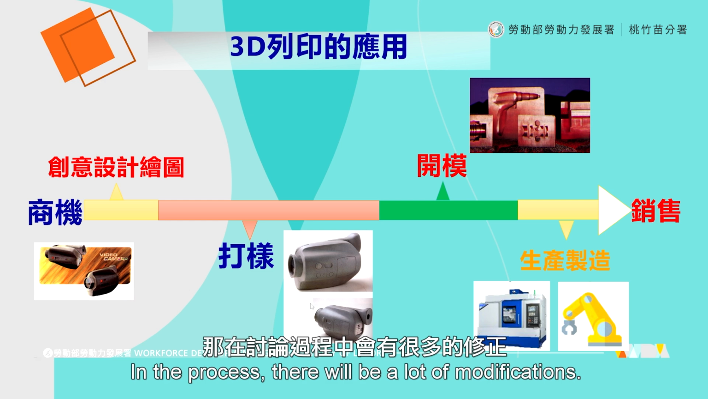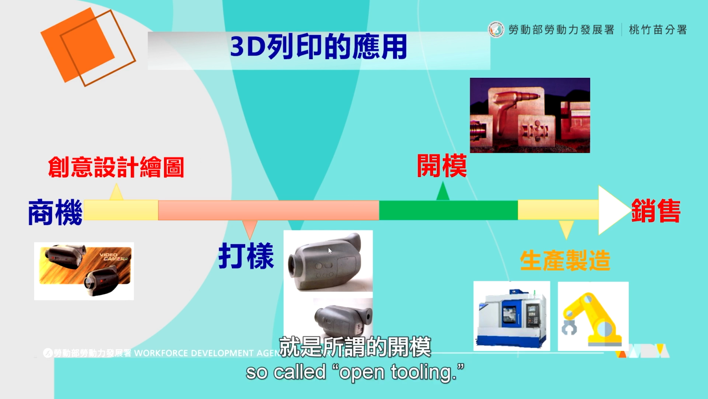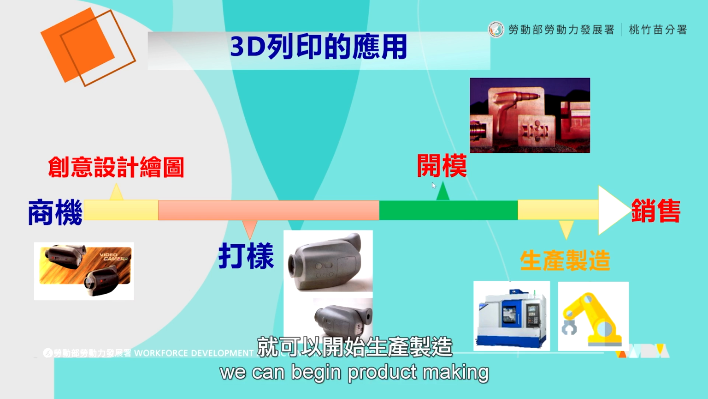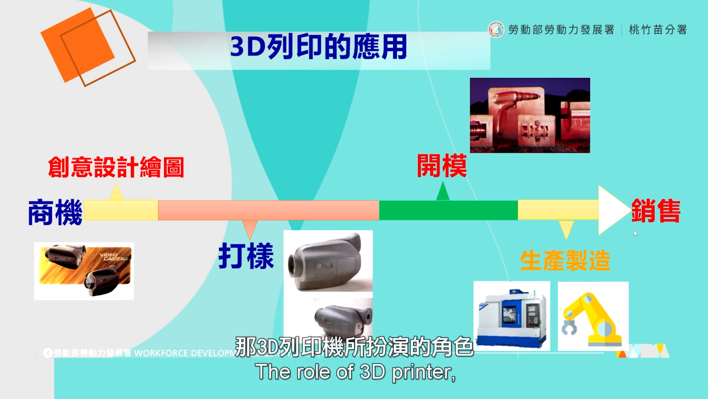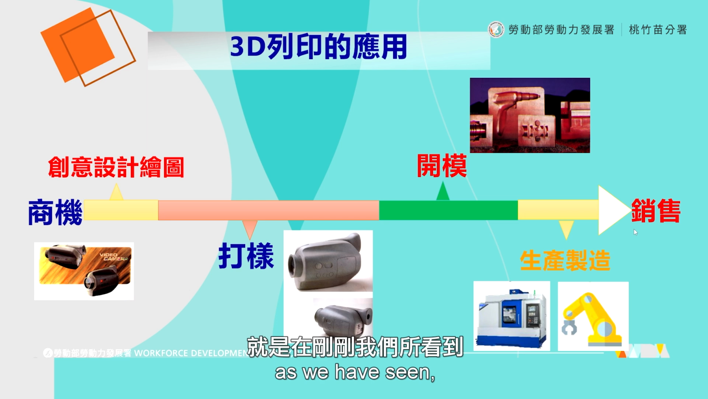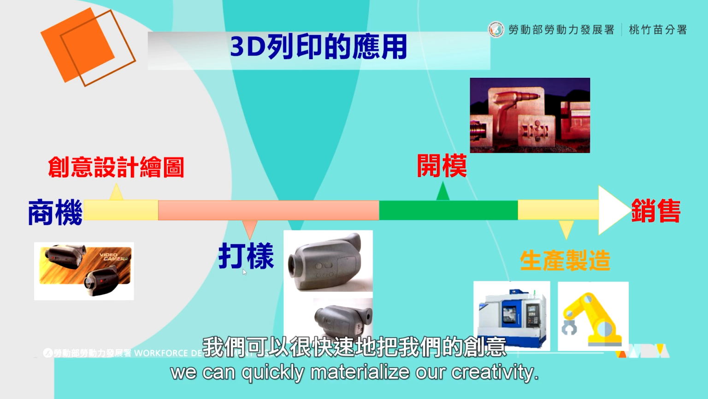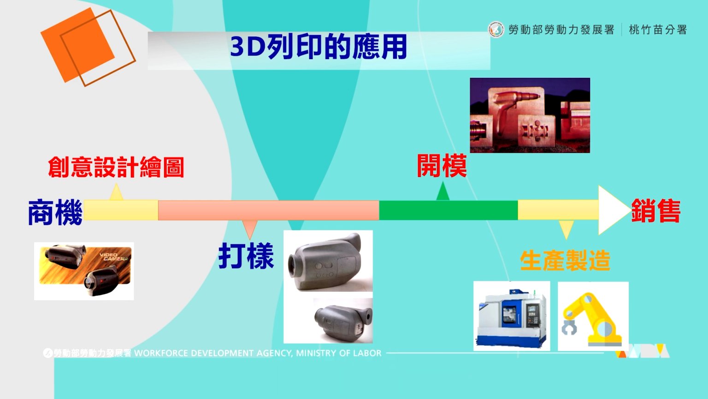In the evaluation process, there will be a lot of modification. After modification, we'll proceed to model making, so-called open tooling. After the tryout, we can begin product making and put the product on shelf. The role of 3D printer, as we have seen, is a role of modeler in the process. Through the 3D printer, we can quickly materialize our creativity. Both the appearance and structure of the model can be created by the printer.